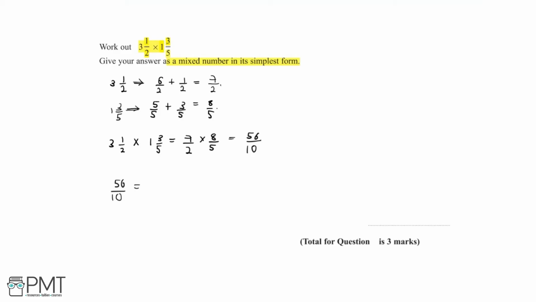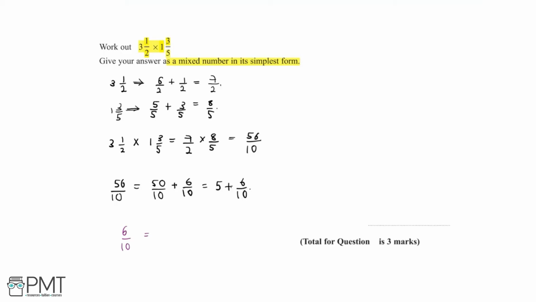Now we need to think of the highest multiple of 10 that can go into 56, and so this number would be equal to 50. So 56 over 10 is equal to 50 over 10 plus 6 over 10. 50 over 10 can be simplified into 5, and so we're left with 5 plus 6 over 10. But this isn't quite our final answer, because 6 over 10 is not in its simplest form.